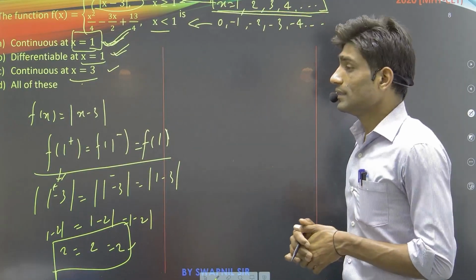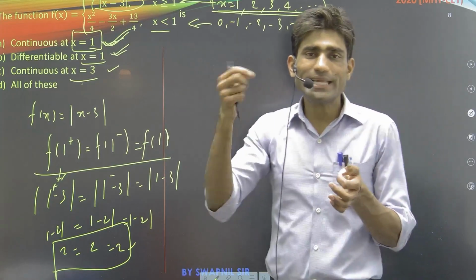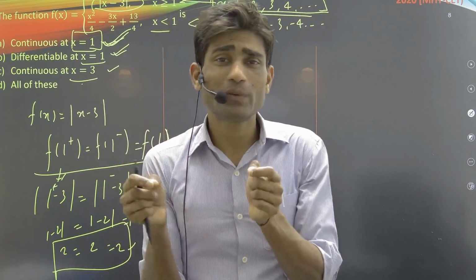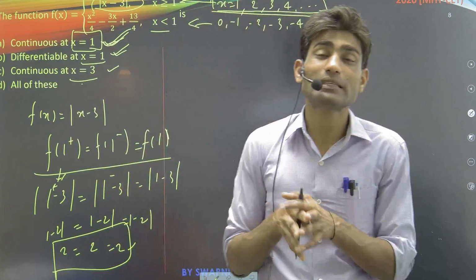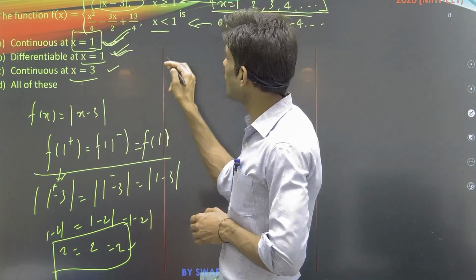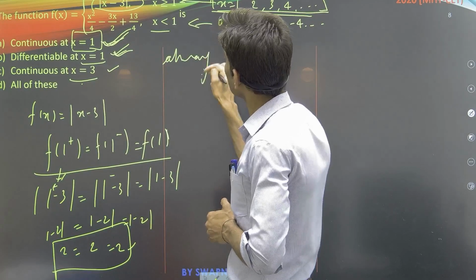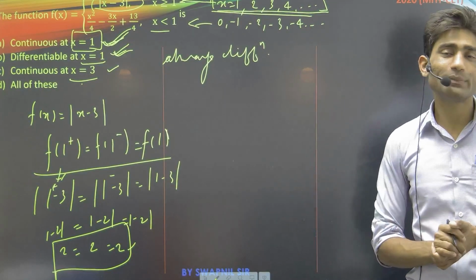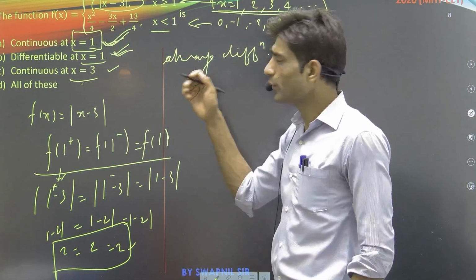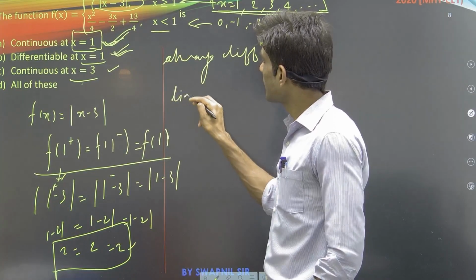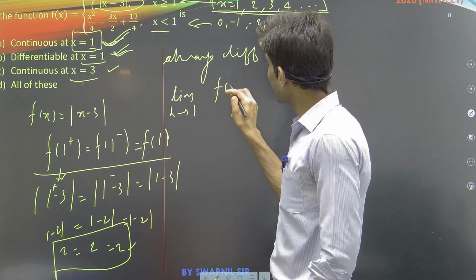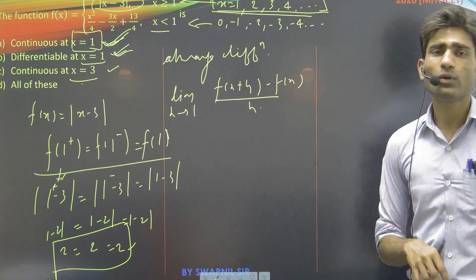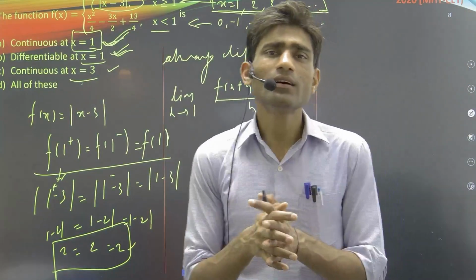Yes, that means we have to apply the positive limit as h tends to 1 plus and the negative limit as h tends to 1 minus of f of x plus h minus f of x upon h; if they agree, then the function is differentiable at the point x equal to 1. If you want to verify, you apply the limit as h tends to 0 of f of x plus h minus f of x upon h. Apply this result, find the value for the positive limit and negative limit, and you will get whether the function is differentiable.